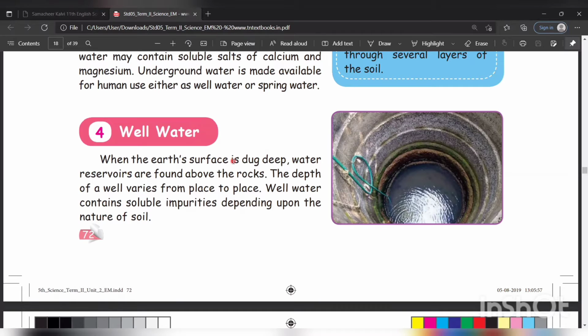So when the earth's surface is dug deep, water reservoirs are found above the rocks. The depth of the well varies from place to place. Well water contains soluble impurities depending upon the nature of the soil.